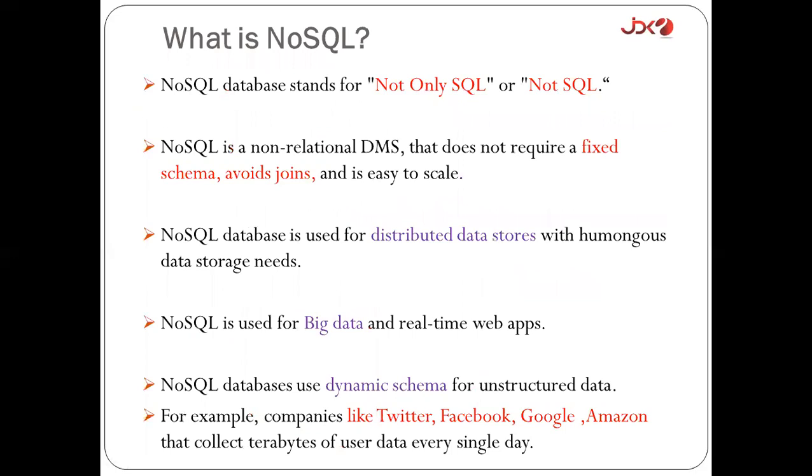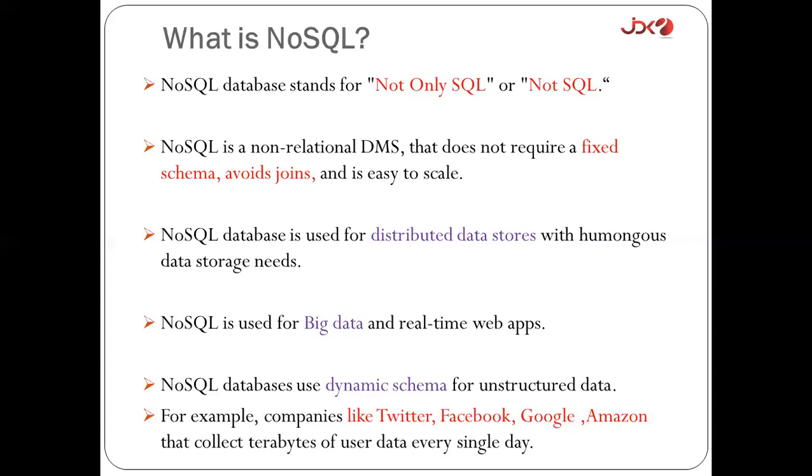And then what is NoSQL? It stands for not only SQL, or not SQL. NoSQL is a non-relational database management system that does not require fixed schemas and avoids joins. So in NoSQL, we won't use joins and constraints like foreign key. And it is used for scalability. The data is distributed and stored, with homogeneous data storage needed. That is, we can access it from different platforms with different devices. That's called homogeneous data storage.